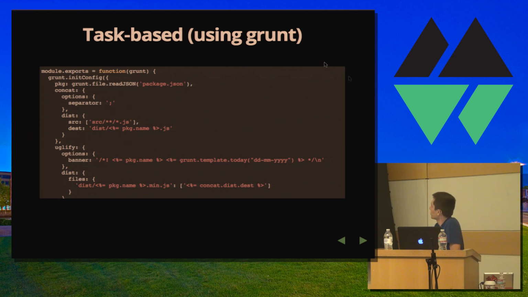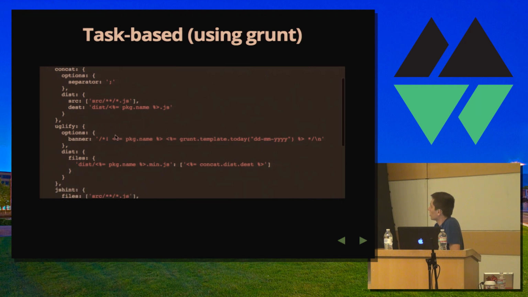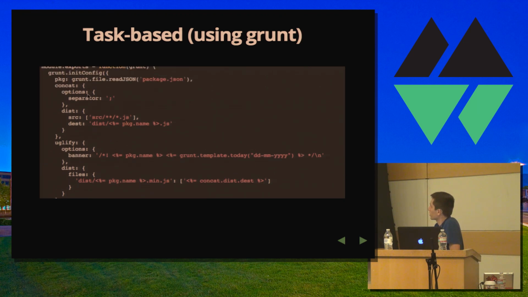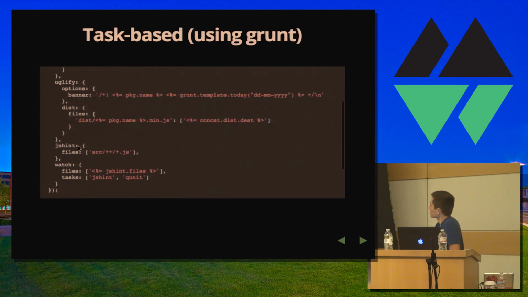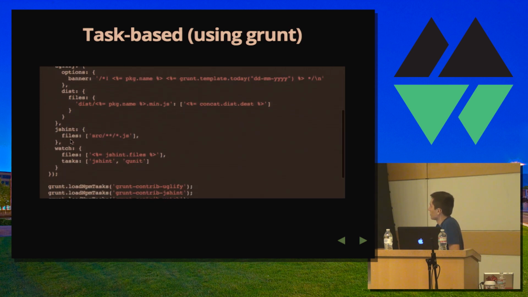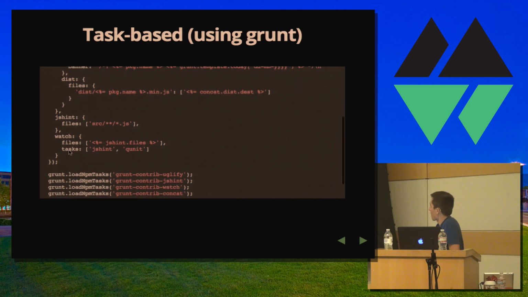We have this function that takes in grunt. We have this big JSON blob that describes what we want to do. So we say concat, here's an option. We want semicolon to be the separator. We tell it, okay, this is my distribution files. Here's the source files. Here's the destination files. And then we do the same thing for uglify, and the same thing for JS hint, and the same thing for watch. So with watch, we just give it an array of tasks that we want to rerun.